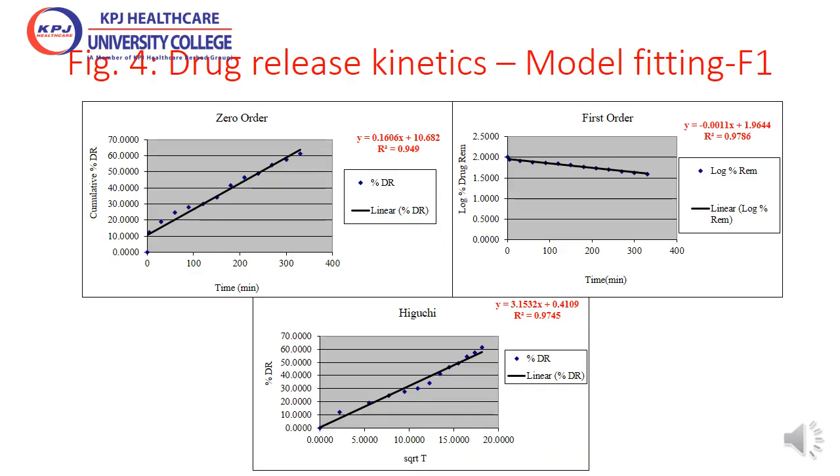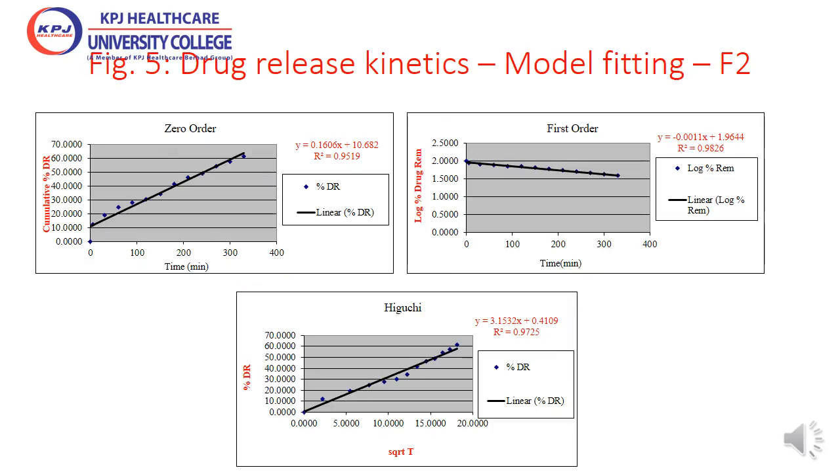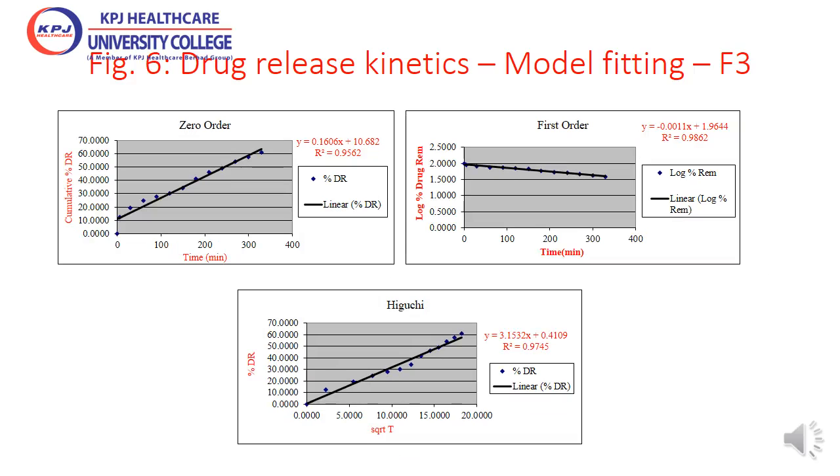To establish the pattern and order of drug release, the results were subjected to best fit model fitting, and we have seen that all the formulations showed first order release. They were also subjected to Higuchi and zero order models, but the Higuchi R values were closer for F1. Here we can see that F1 showed the highest R square value for first order release. Similarly, F2 also showed the highest value for first order, followed by Higuchi, and F3 also showed the highest, 0.9862 for first order, followed by Higuchi.